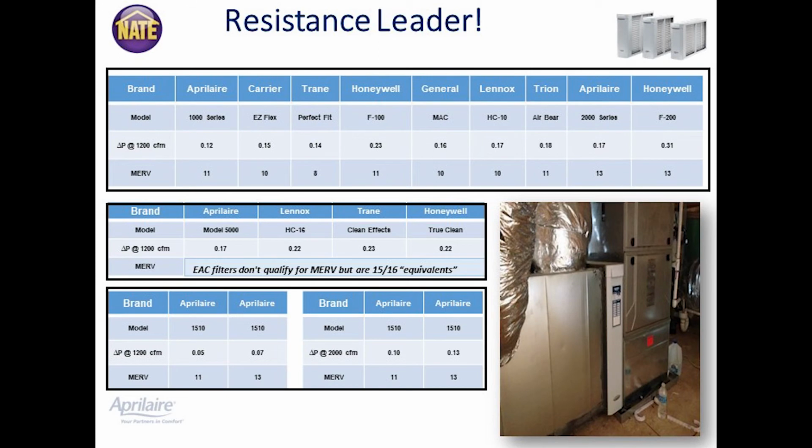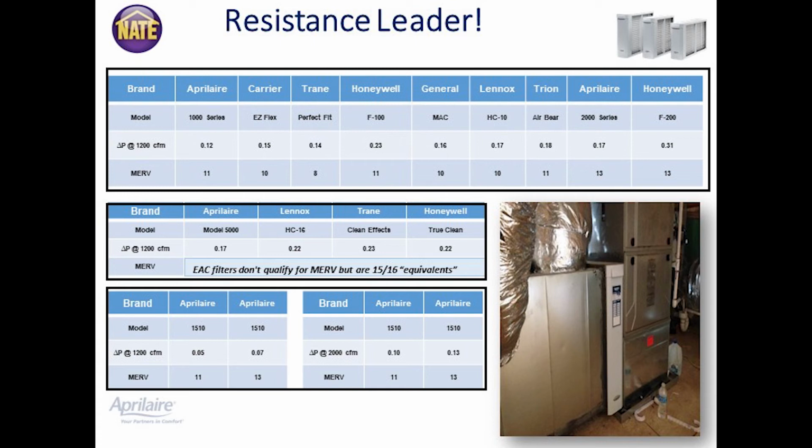Let's compare us to some of our 4-inch media pleated filter competitors. So we've got the model, the pressure drop at 3 tons, 1200 CFM, and then the MERV rating. So AprilAire 1000 series, MERV 11 filter at 3 tons, we're at 0.12 inches water column, which, if you remember from the previous slides, is less than what that 1-inch filter delivered right out of the gate.